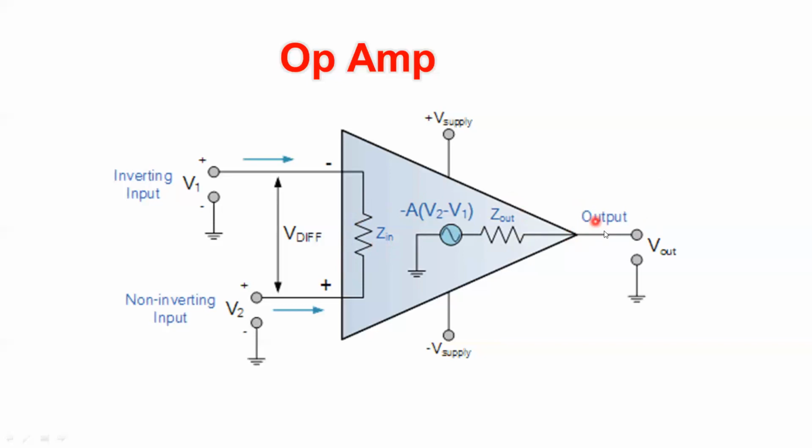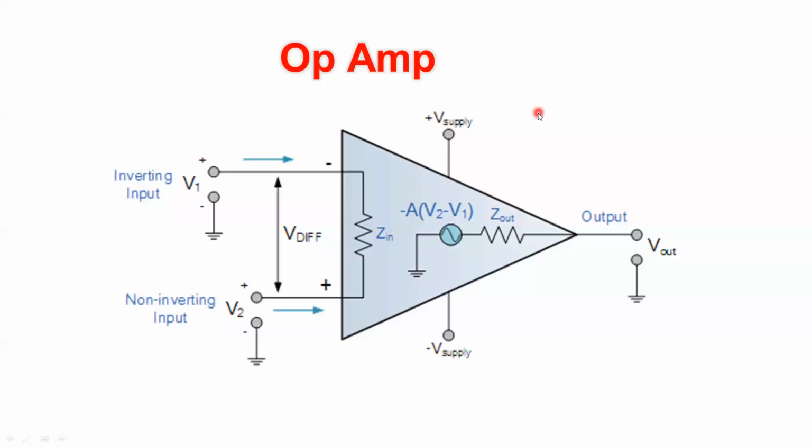As you can see, the input and the output are related by this voltage controlled voltage source. The output is simply the difference between the inputs, V2 minus V1, multiplied by what we call an open loop gain. I'm sorry, this is a typo. I will modify it in the presentation. This is the open loop gain, not the closed loop gain. So the open loop gain is simply A. Let me fix it now.